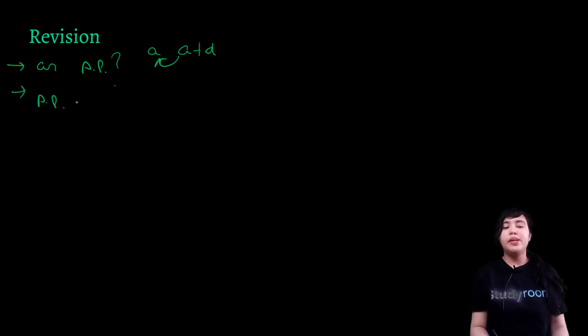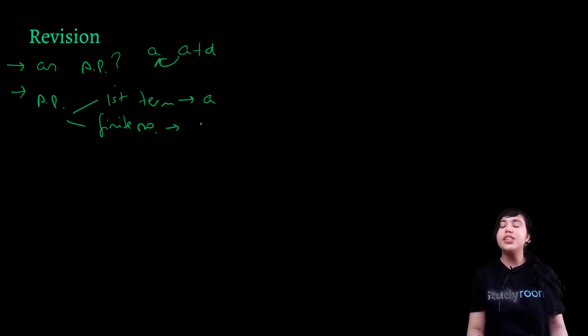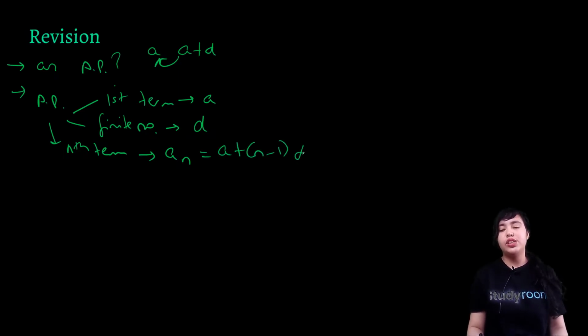Then tell me the structure of an AP. What all does an AP consist of? How do we represent the first term? By A. And what is that fixed number that we keep on adding every time? We call it the common difference. How do we represent it? By D. Alright. What about the nth term or the general term? We represent it as An. What is its formula though? A plus (n minus 1) into D.